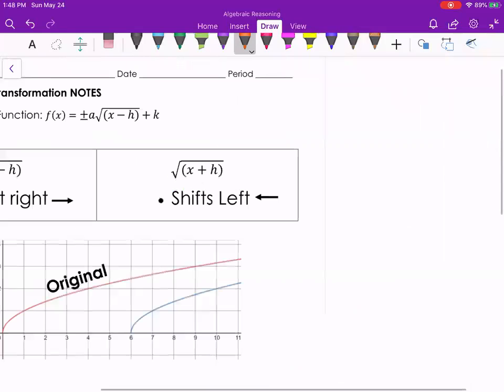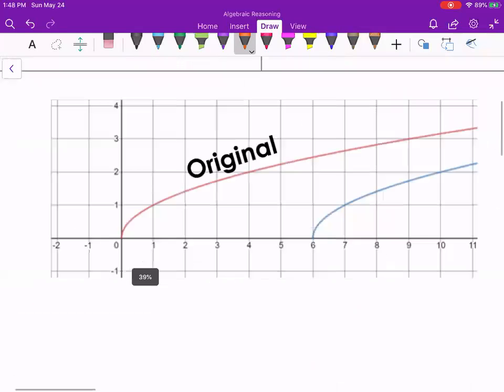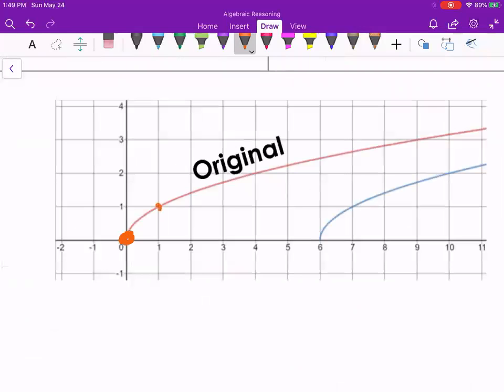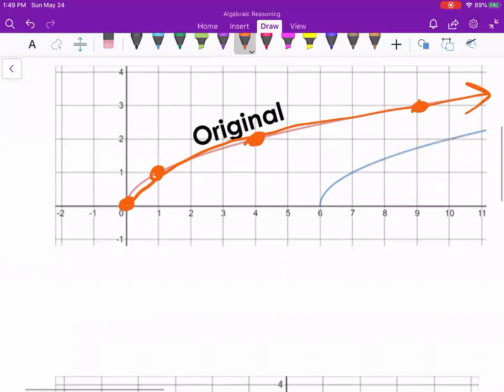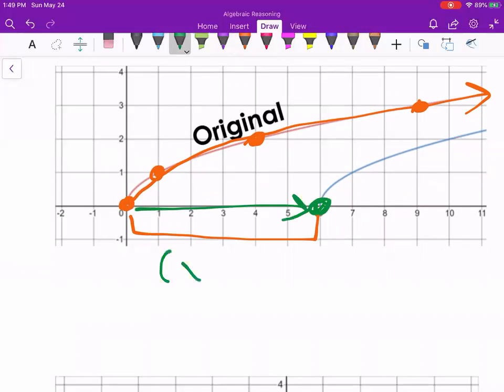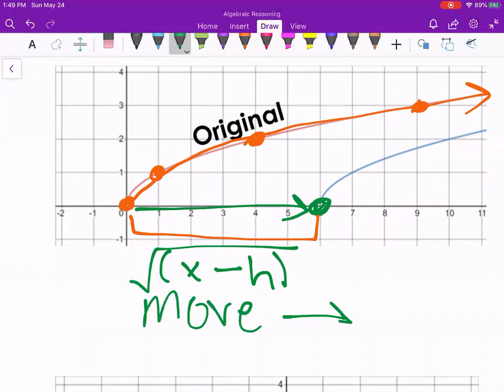So let's just review that a little bit with our pictures. Here's our first picture. Every graph has those initial starting points, some kind of key points here. And here's our starting graph that I highlighted here in orange, and it's labeled original. So again, we have moved from left to right. This is showing you the x minus h inside the square root. We move to the right.